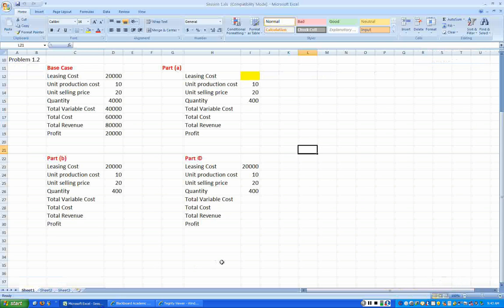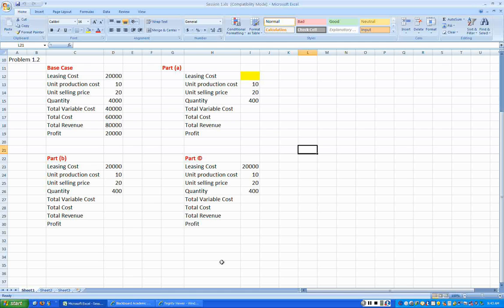I am looking at a problem which is 1.2, and this problem could be out of your chapter, the book that you are using, 1.2, or it is there in the unit 1 problem set data I have uploaded on the blackboard. You can refer to that for this problem.